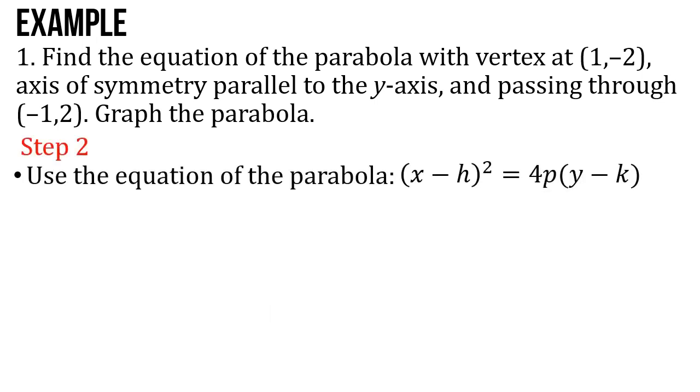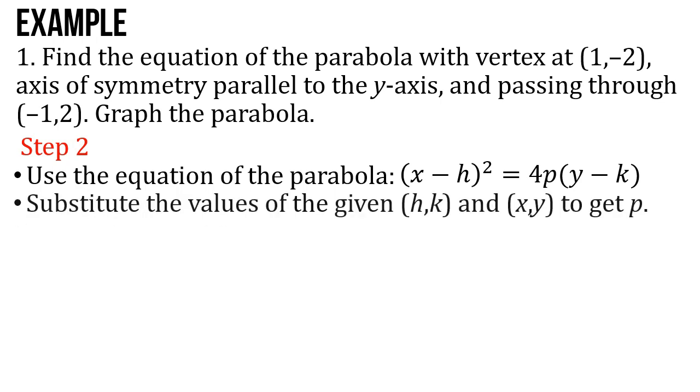Step 2. Use the equation of the parabola x minus h squared equals 4p times y minus k. We use this formula because the parabola opens upward. We select this equation from the 8 cases that have been presented before. Then substitute the values of the given vertex (h, k) and the point (x, y) to get p.